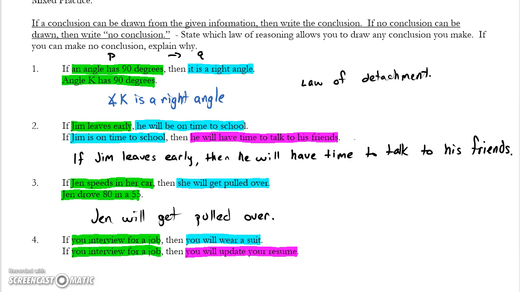Now, number 4 is something different. It says if you interview for a job, then you will wear a suit. If you interview for a job, then you will update your resume. That tells me P then Q, P then R. I don't have any logic that I can follow here to draw a conclusion, because if I interview for a job, there's 2 possible things I will do, and neither one of those allows me to draw a second conclusion. Here, I have no conclusion.